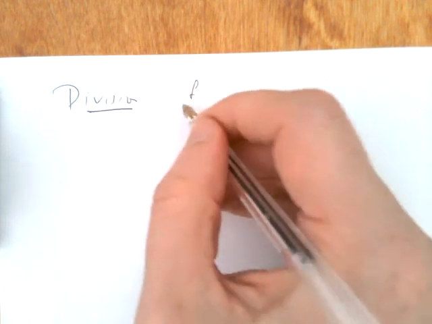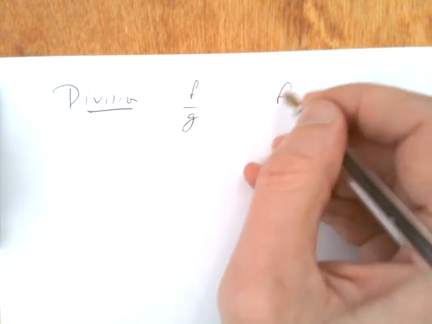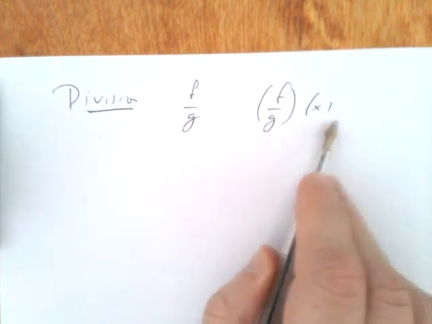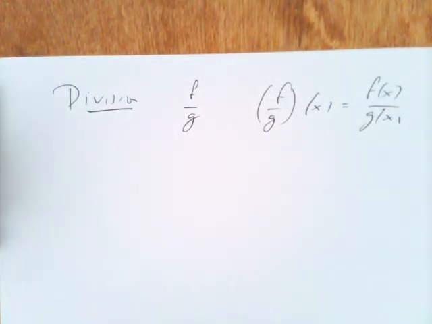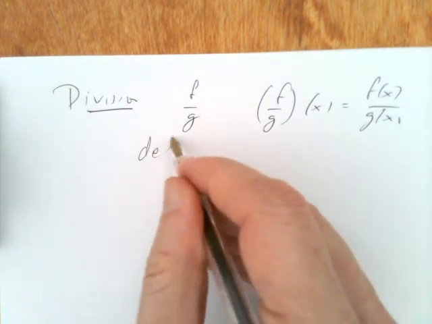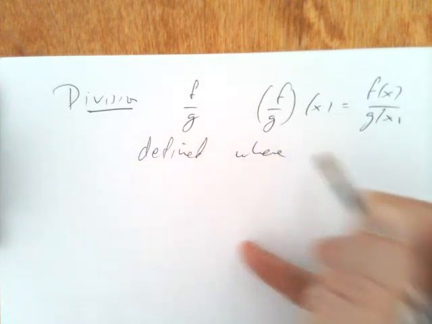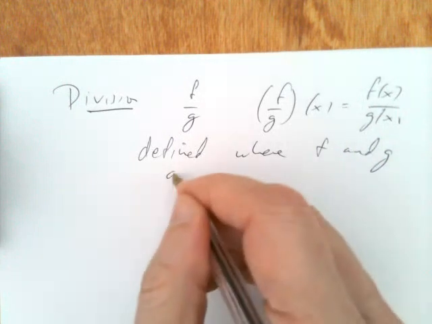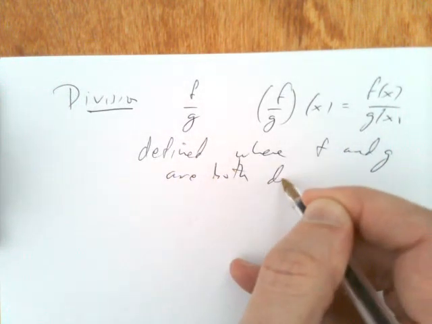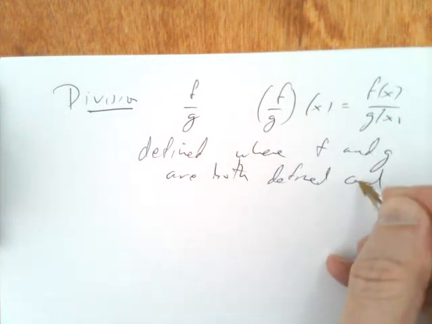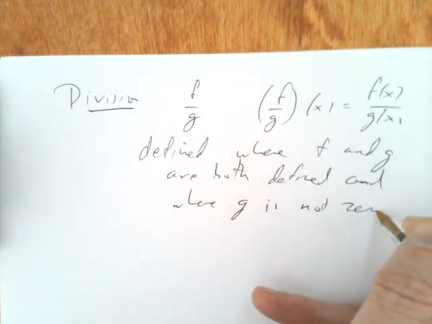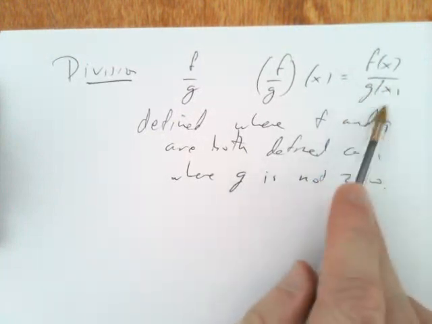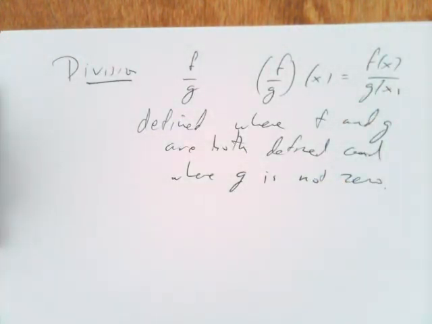Division: f divided by g is the function which at any point x, f divided by g of x, is f of x divided by g of x. Just the obvious definition. Here we have to be a bit more careful. It's defined in the domain where f and g are both defined, but also where g is not 0. We can't divide by zero. So if g is zero, then we're in trouble. It's not going to be defined.